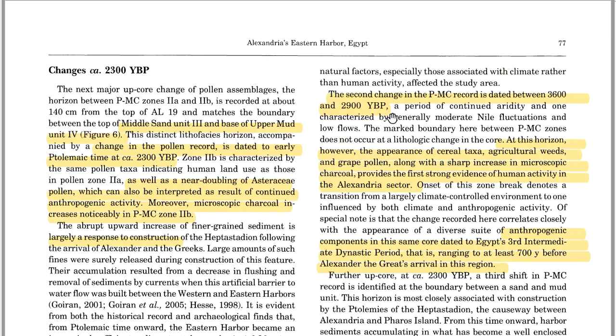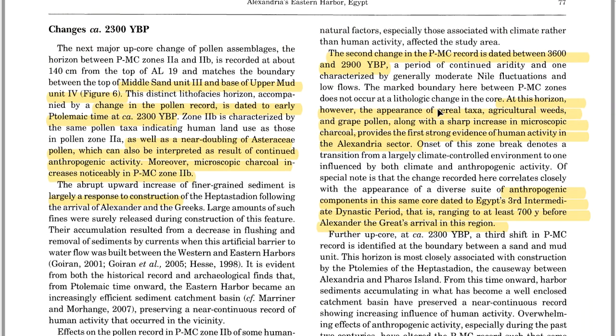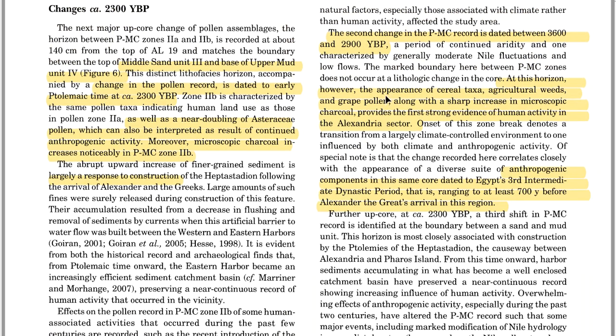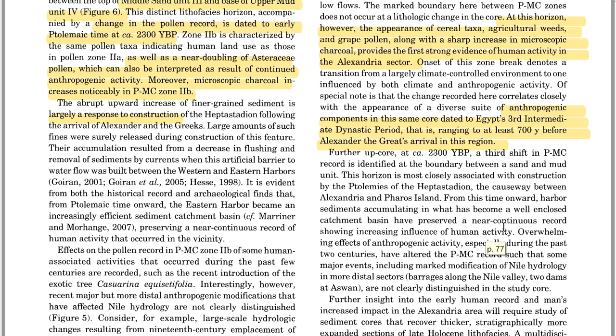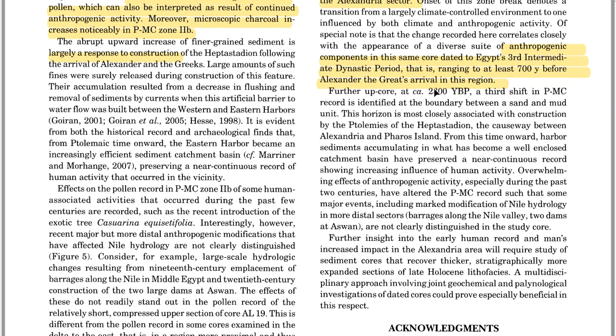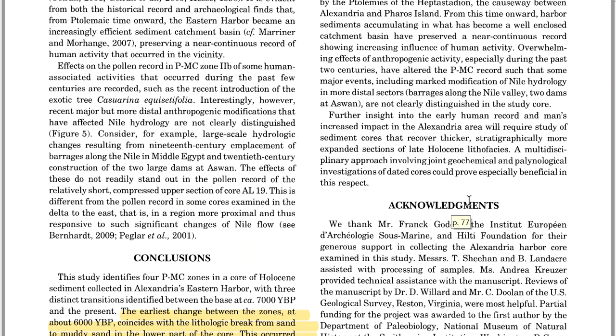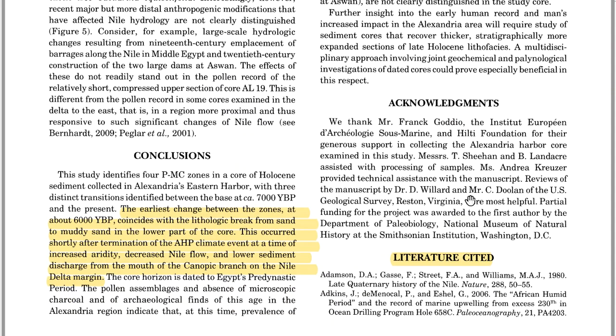And it talks about this is probably when people started to move into this area, especially when things get drier. That's because we know that there are cereals being grown, there are agricultural weeds, there's grape pollen, and an increase in microscopic charcoal. And again, it says here that's all the first evidence of human activity in Alexandria. And then it goes on to the later period where the Greeks are taking over. So that's how you read this article.